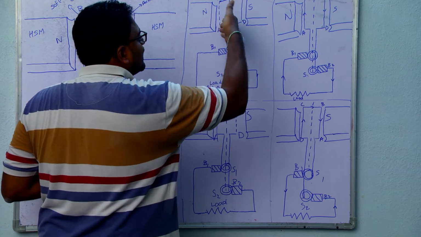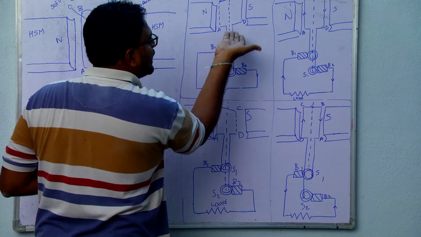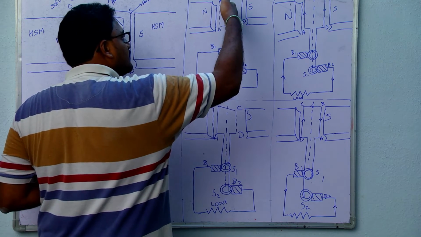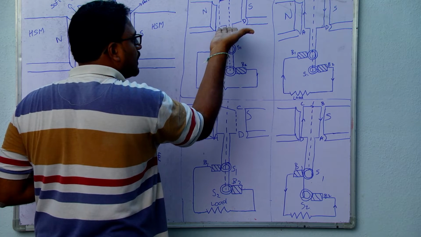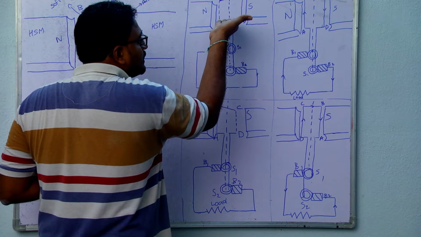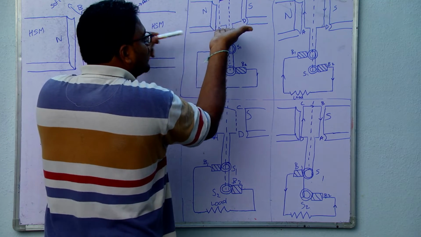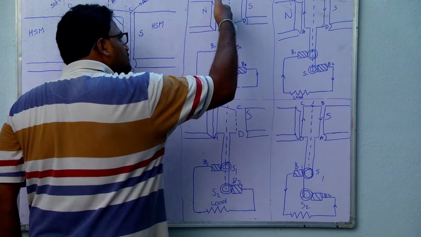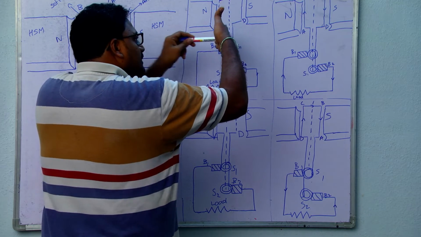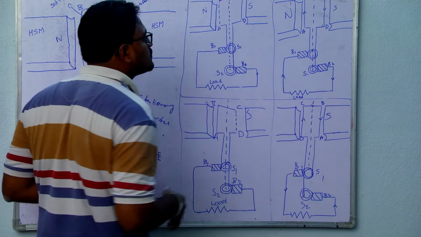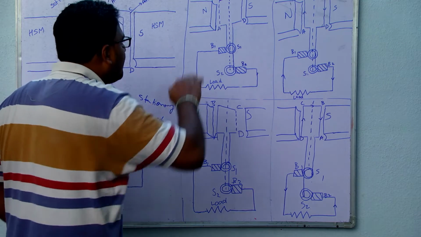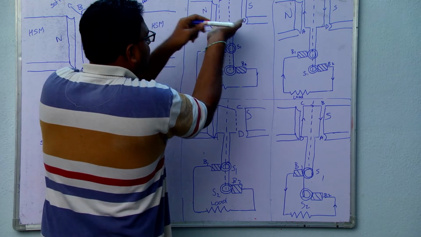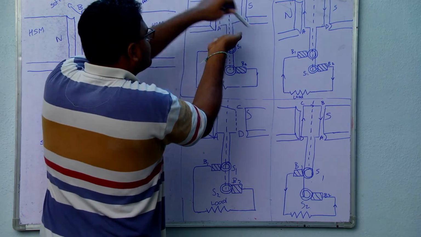Now suppose it is placed like this. By rotating, it may come to like this, and by rotating again it will come to like this. Initially it is placed like this, and by rotation it comes to like this. In this position, there will not be any magnetic field lines passing through this coil. In this position, the maximum number of magnetic field lines pass through the coil. By rotating, it becomes like this, and again no magnetic field lines pass through this coil.